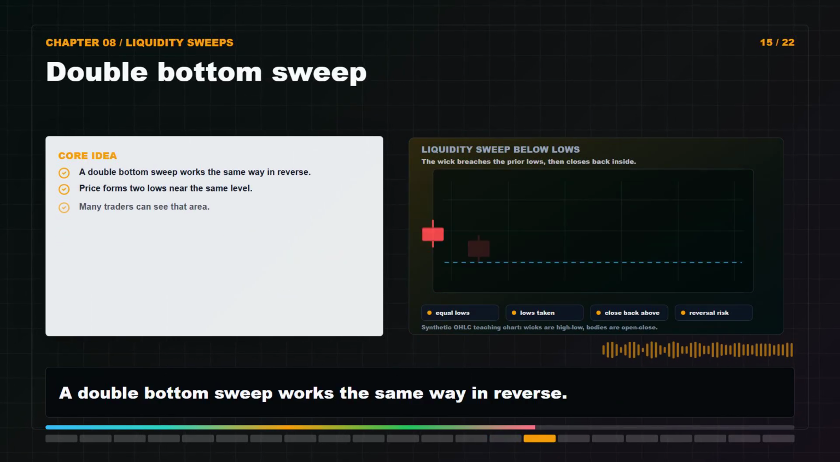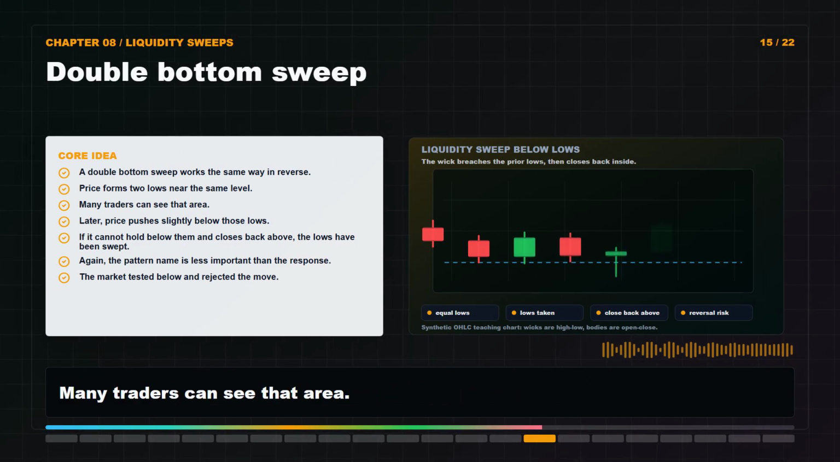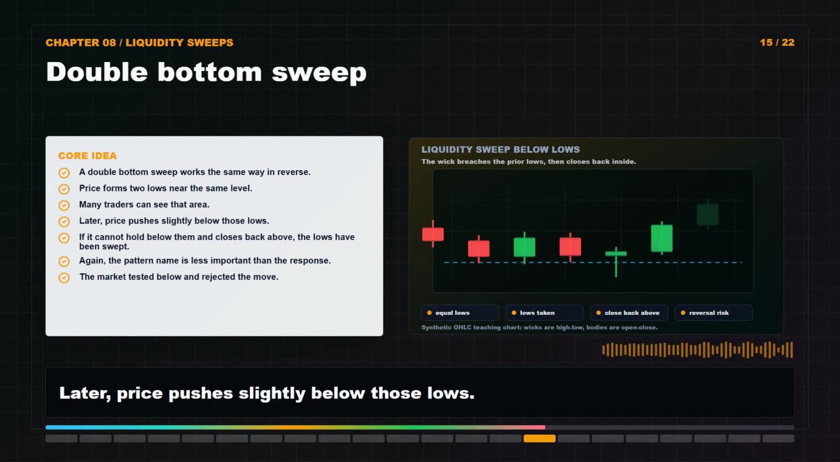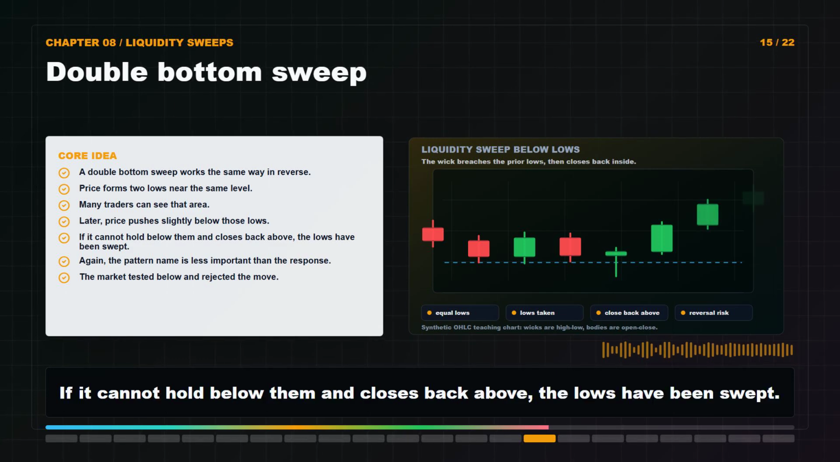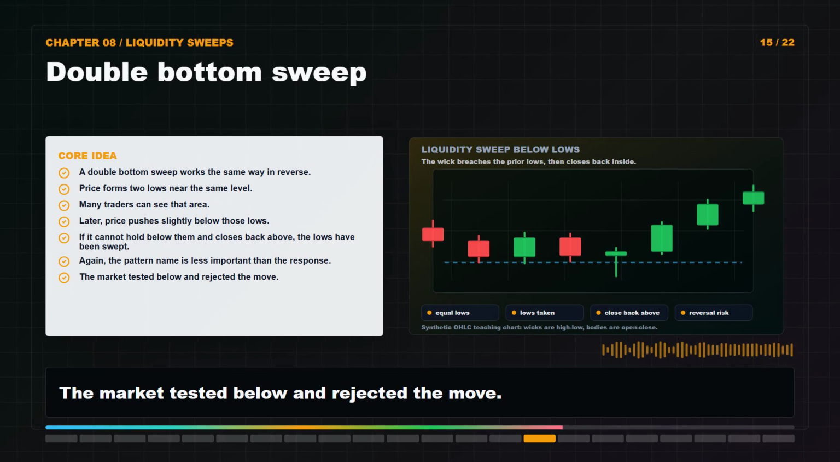A double bottom sweep works the same way in reverse. Price forms two lows near the same level. Many traders can see that area. Later, price pushes slightly below those lows. If it cannot hold below them and closes back above, the lows have been swept. Again, the pattern name is less important than the response. The market tested below and rejected the move.